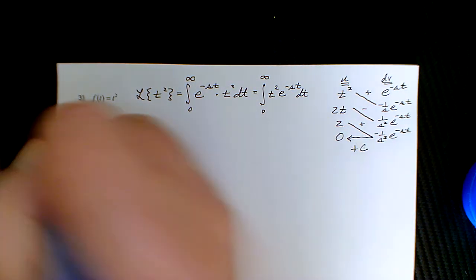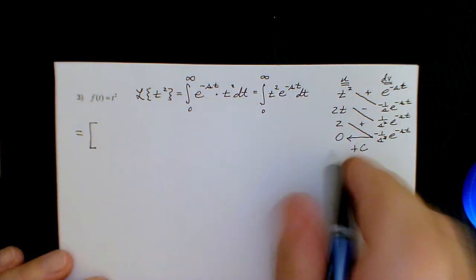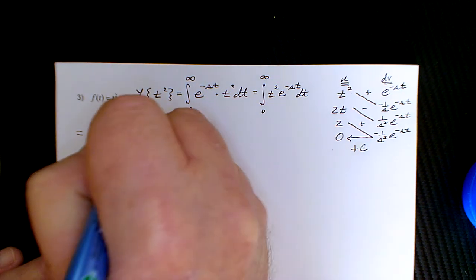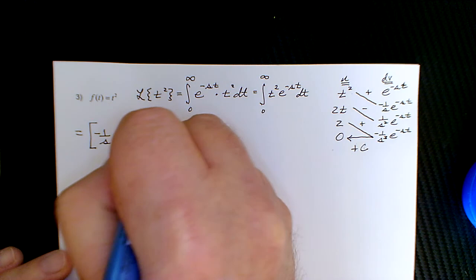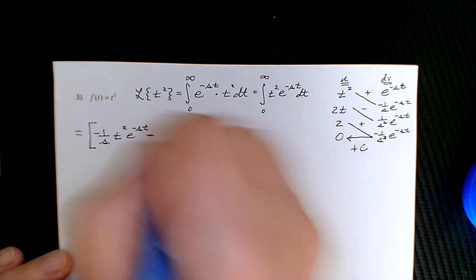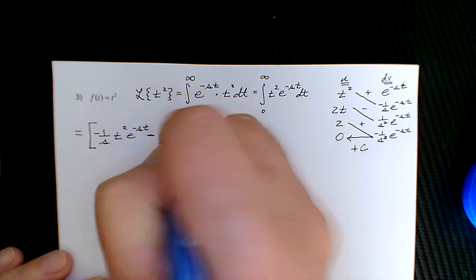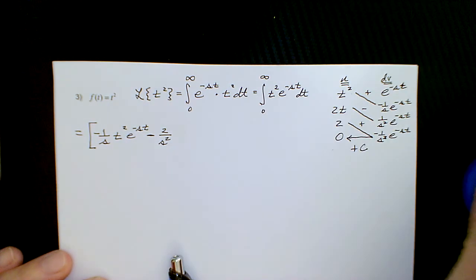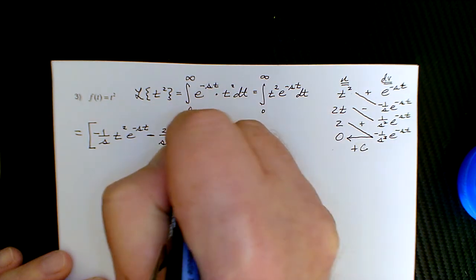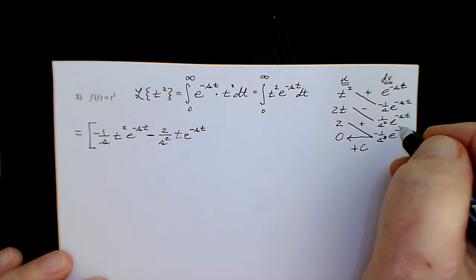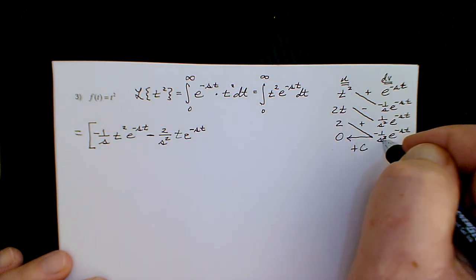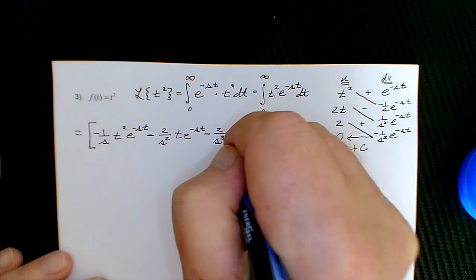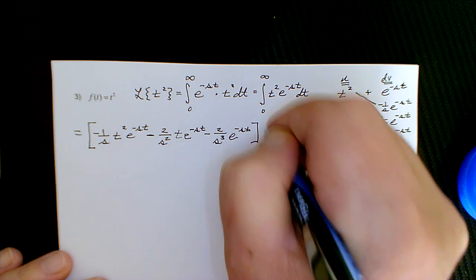Okay, so now this gives us, we'll use that abbreviation with the big brackets, so t squared times negative 1 over s, e to the negative st, I'll write as negative 1 over s, t squared, e to the negative st. Okay, next diagonal, negative 2t times 1 over s squared, e to the negative st, I'll write as negative 2 over s squared, t, e to the negative st, and then we have plus 2 times this negative 1 over s cubed, so that'll be negative, and I'll write 2 over s cubed, e to the negative st. And this is all from 0 to infinity.